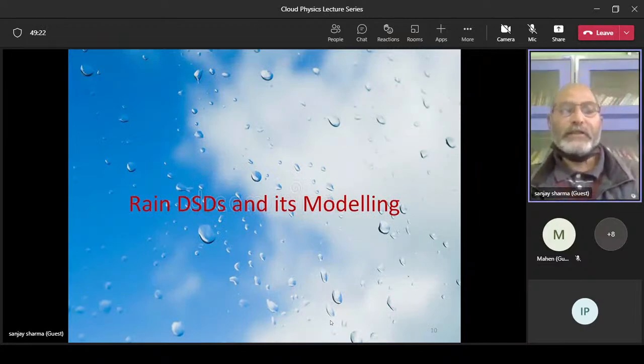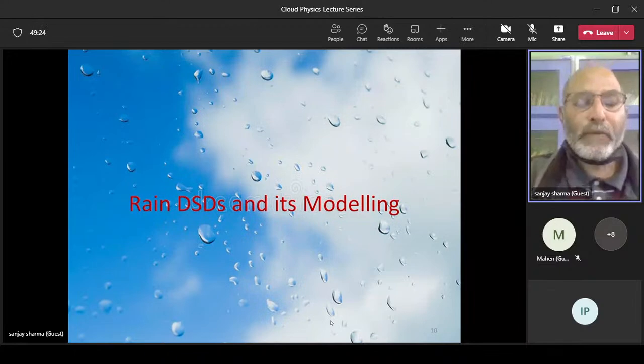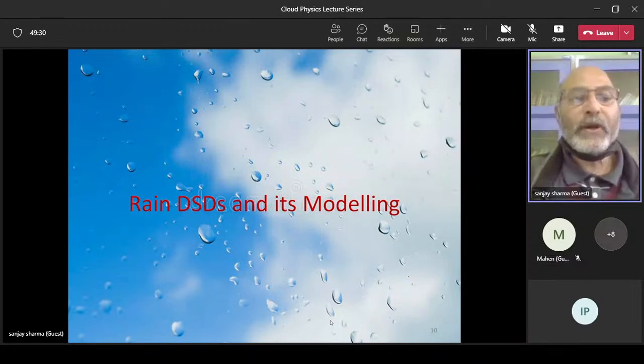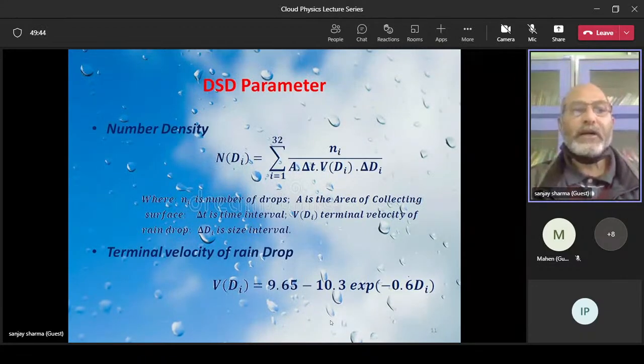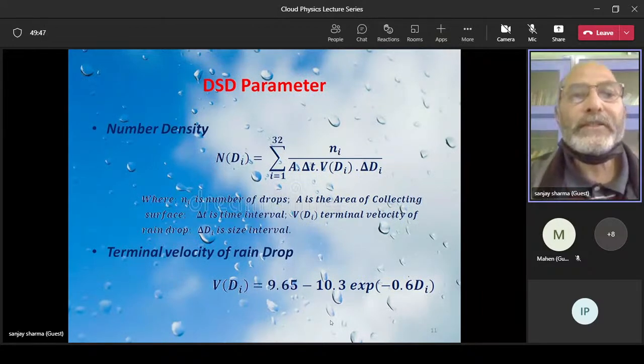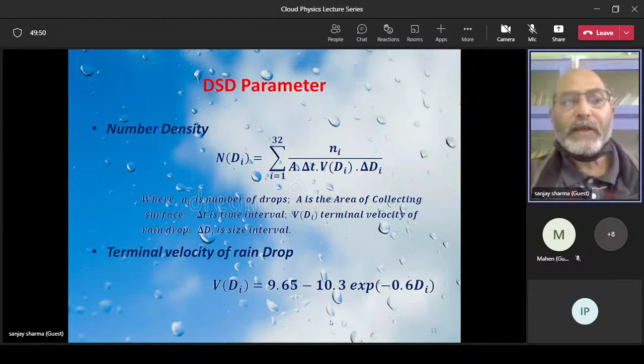Now we will discuss, once raindrops are formed, how to study their properties. Rain DSD, raindrop size distribution, is an important parameter. So in this section, we will discuss the rain DSD and its modeling. The first parameter to study the DSD parameters is the number density. And number density is a function of the number of drops which have been collected or detected by the sensor.